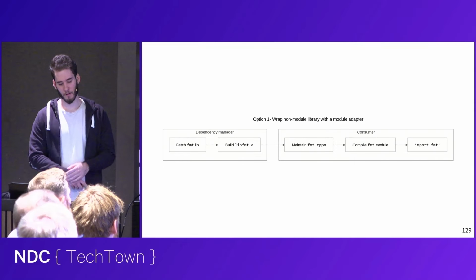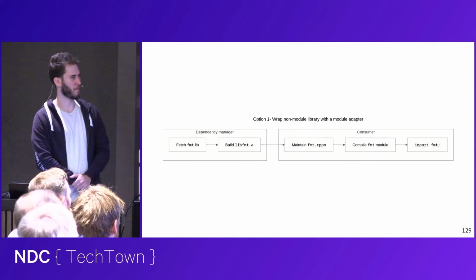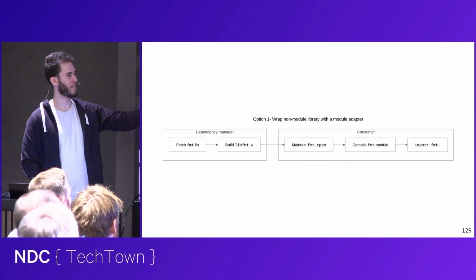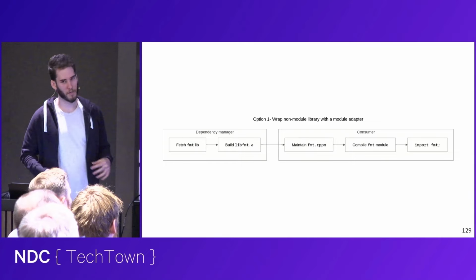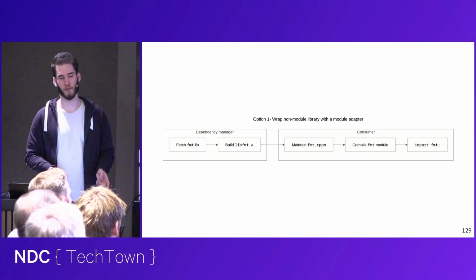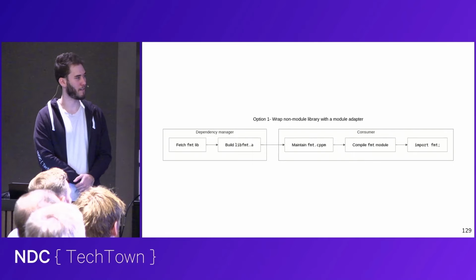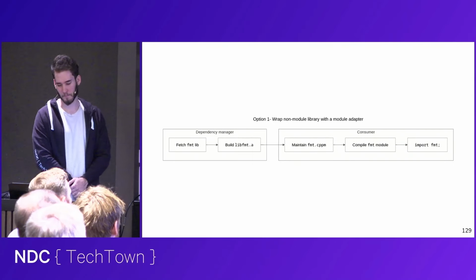One of them is to just wrap your non-module library code with an adapter. So for example, the FMT library, you could just fetch your FMT library, build it like always. The dependency manager is already able to do that. Then you as the consumer, as the developer, you maintain this fmt.cpp file. Then you compile this header unit, this module that you make yourself, and you can now suddenly import FMT.